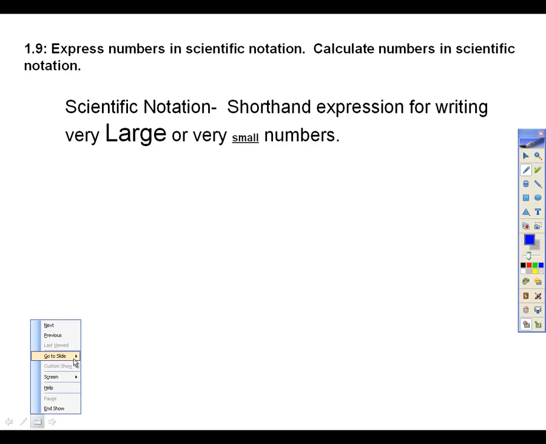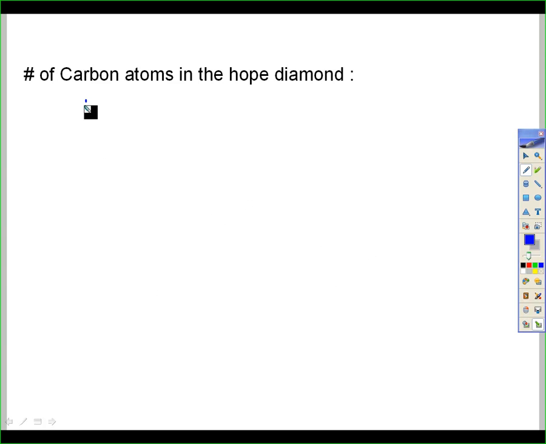I think you have number of carbon atoms in the Hope diamond, right? Okay. That is 4.6 times 10 to the 23rd. Okay. So if I was going to write this out as a real number, and I'm just trying to demonstrate to you why scientific notation is wonderful, what would this number be? Large. Yes, it would be very big. It'd be 4, 6. How many zeros?